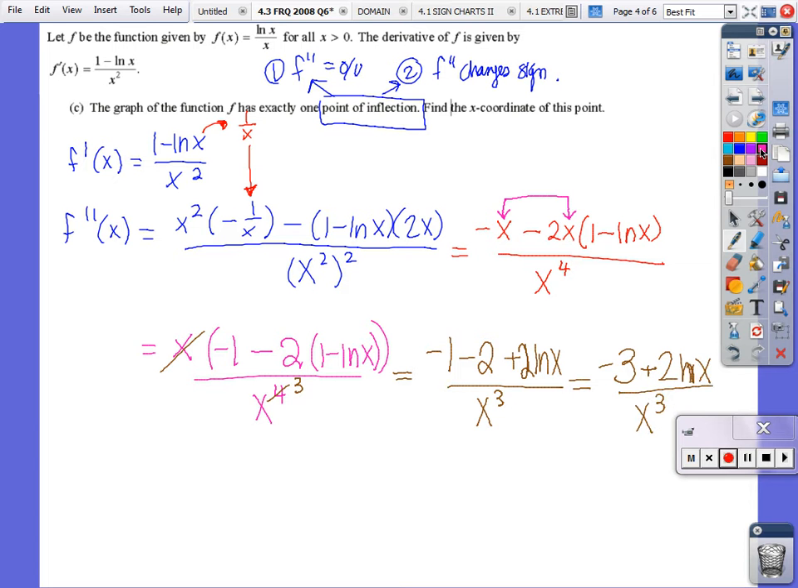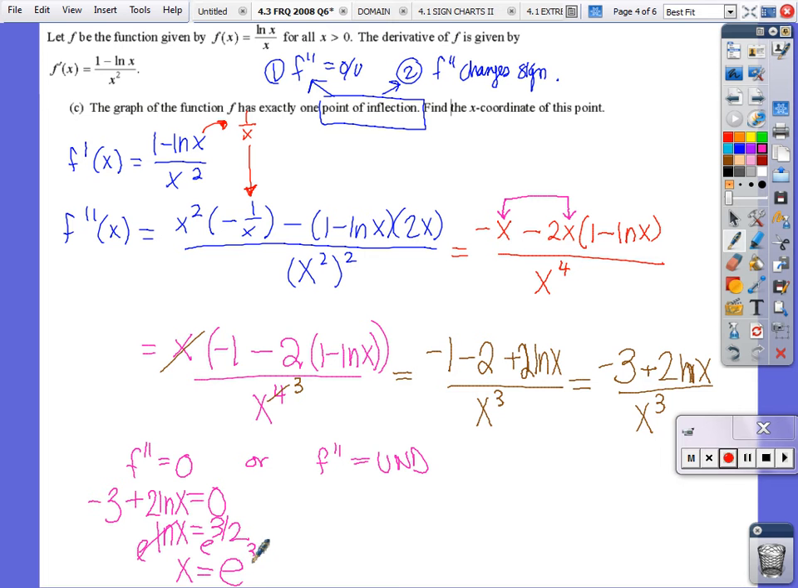A point of inflection would happen when the second derivative equals 0 or the second derivative is undefined. Second derivative equaling 0, we get negative 3 plus 2 ln of x equals 0. That's the numerator. If I solve that, I get that ln of x is equal to positive 3 halves. Take both sides to e, and we get x is equal to e to the 3 halves.